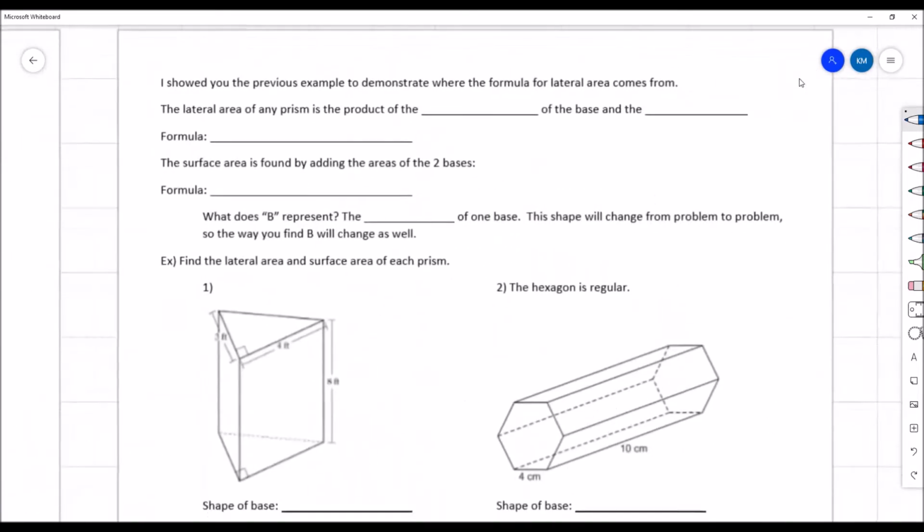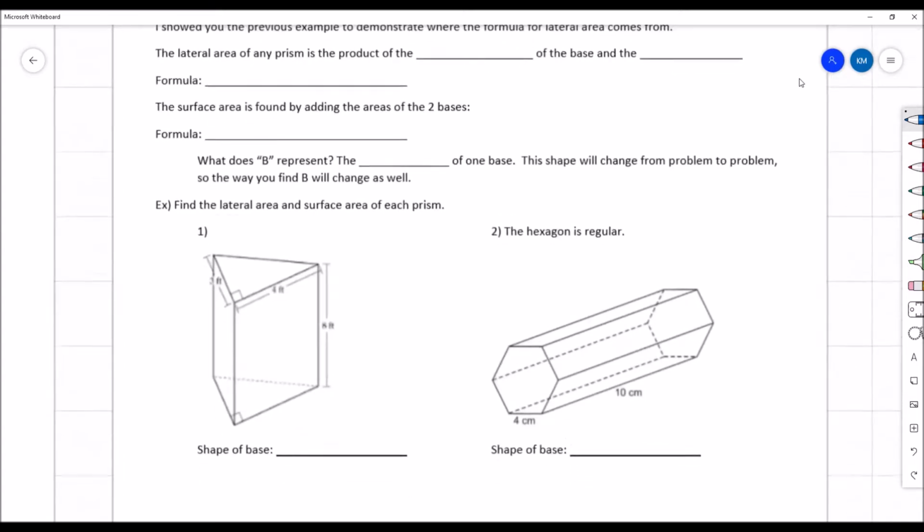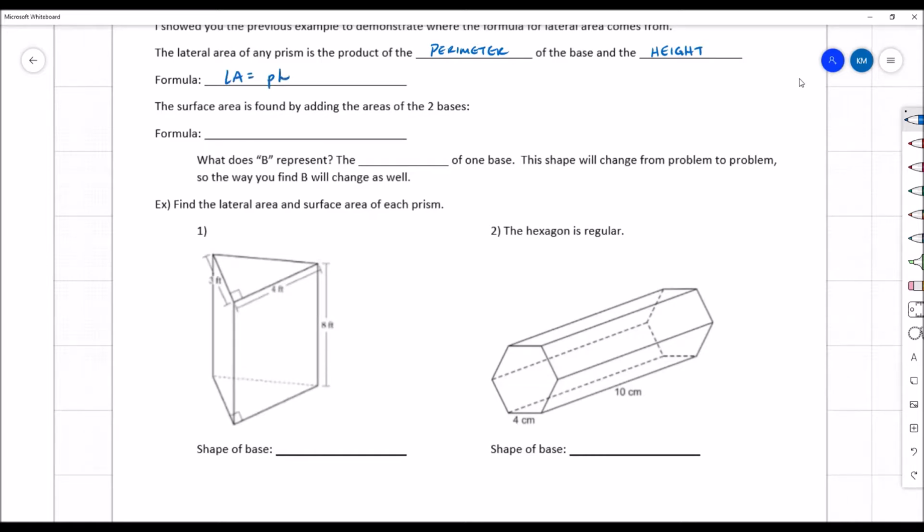I showed you the previous example to demonstrate where the formula for lateral area comes from. The lateral area of any prism is the product of the perimeter of the base and the height, or the altitude. Formula: lateral area equals perimeter times height.